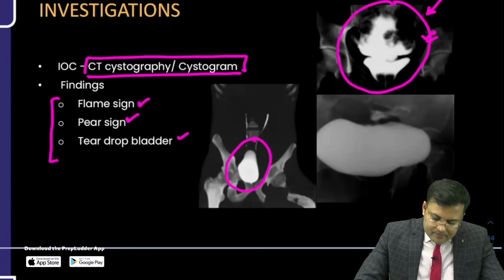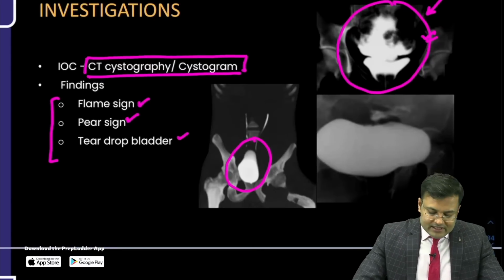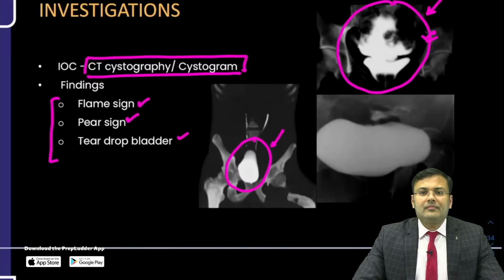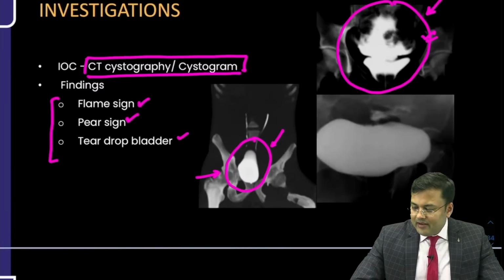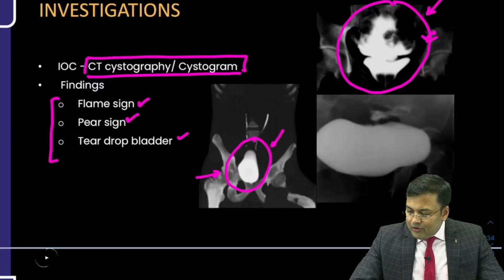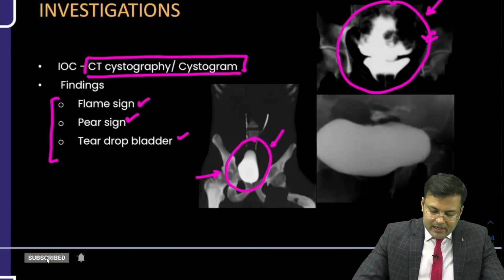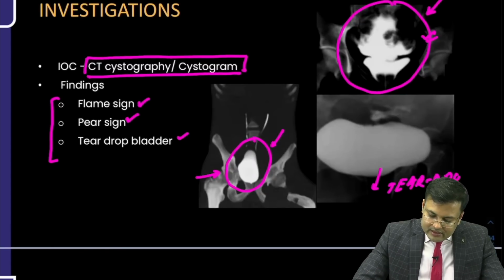What's the name of this sign? Which fruit does it look like? Here you can see. Pear. Very good, Shubham, Himanshu, everybody is correct. This is pear shaped and this is teardrop bladder. Teardrop. So these are the signs.